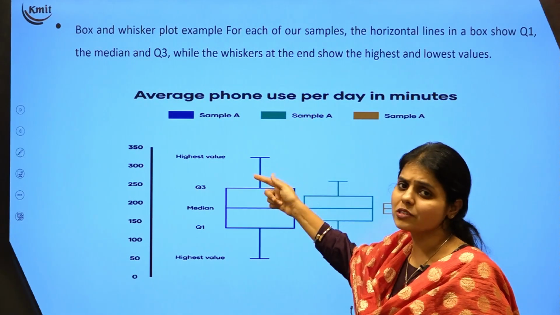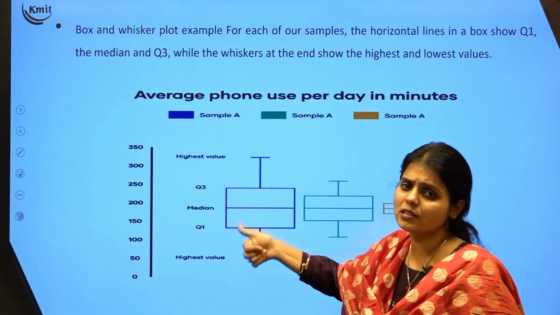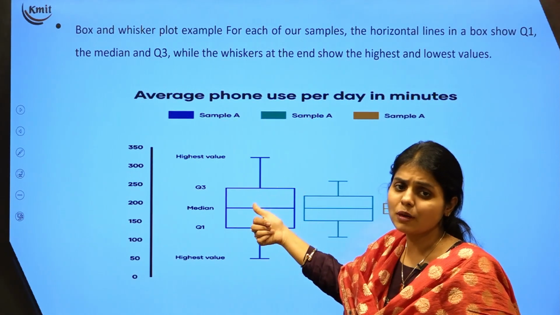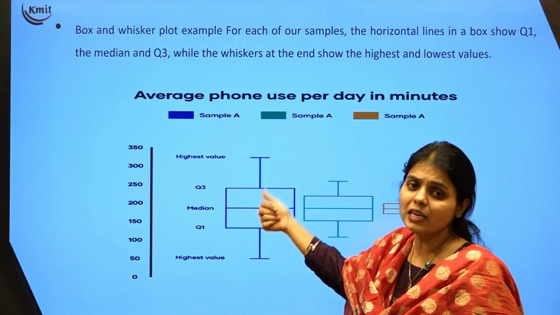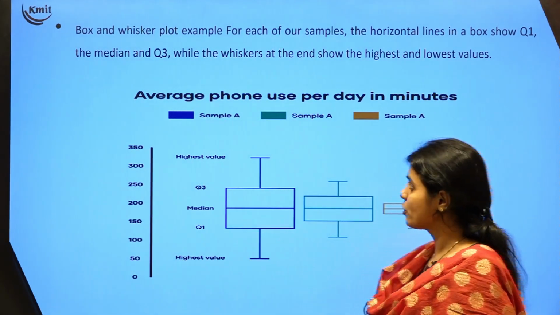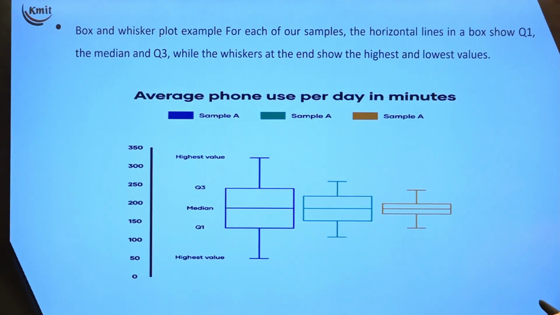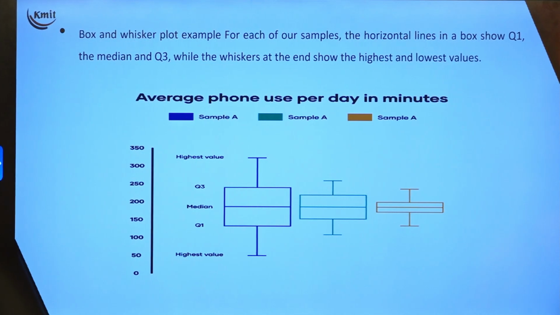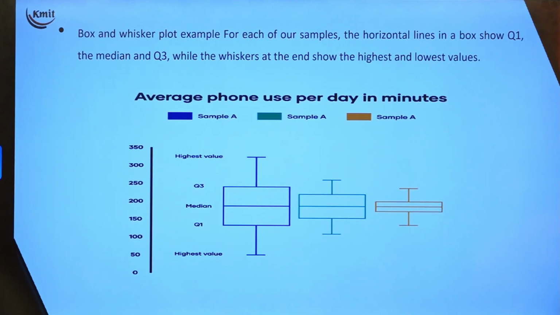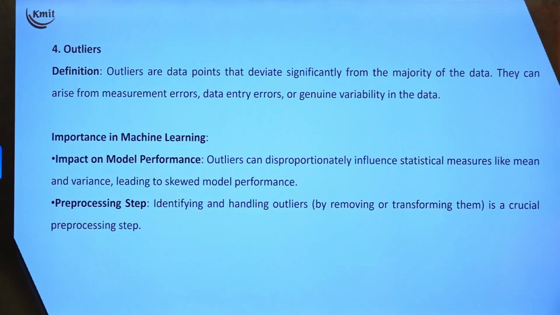If you have any outliers in a data set, they will also be displayed in the box plot. In this particular data set I didn't have any outliers, which is the reason you are not able to see them. The box and whisker plot are examples of the previous data set that we were discussing. Outliers are data points that deviate significantly from the rest of the data.